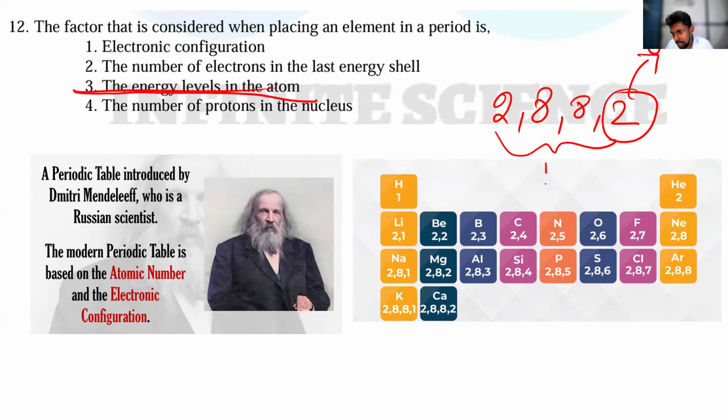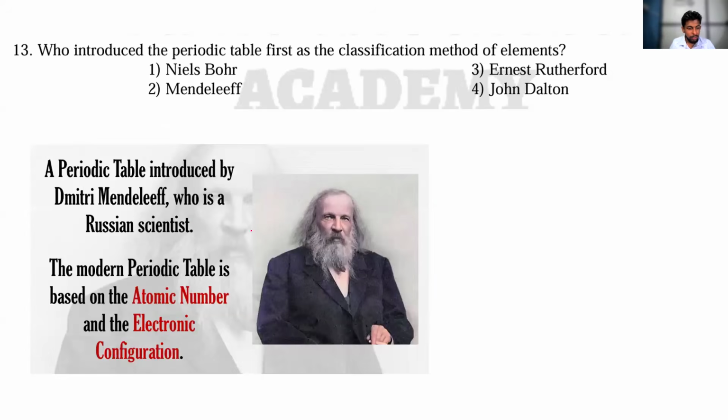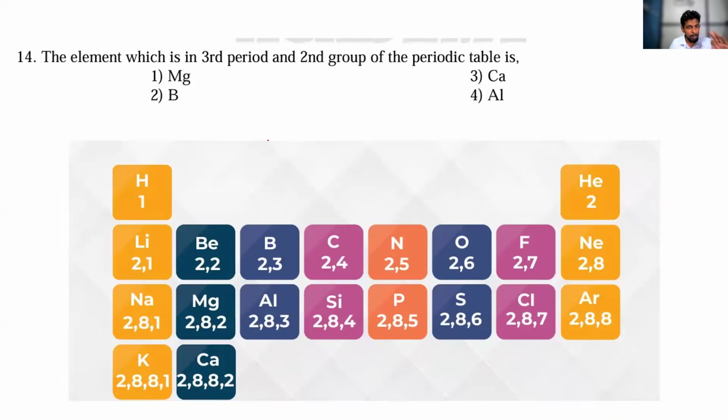And these numbers are for the periods. Okay, right now. Question number 13. Who introduced the periodic table? Who is that? Dmitri Mendeleev is the one who invented the periodic table. That is answer number 2. Very good.